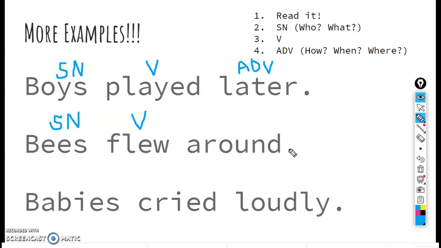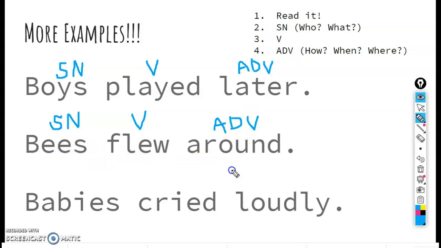I would say this one could be a little tricky. Some friends say how, some friends say where. I usually say where because it's telling me where the bees are flying. They're flying around something. Sometimes people say how because it's telling you how they're flying too. They're flying around in a circle. I'm going to go with where this time, but I would say both of them could be correct answers. So I would say flew where? Around. Adverb. Let me put all the pieces together so you can hear what it sounds like without pausing.